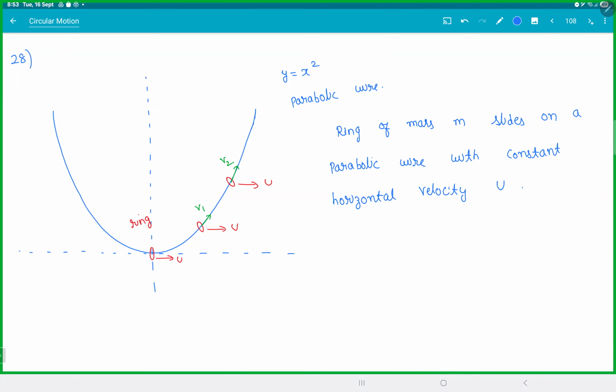Remember, the speed changes, but the horizontal component is constant. Find A centripetal, find A tangential, find radius of curvature at 1, 1. So when this ring reaches 1, 1, find the A centripetal, A tangential, and radius of curvature.